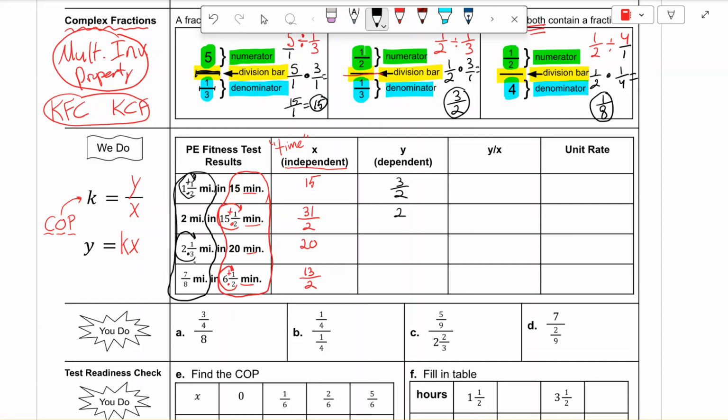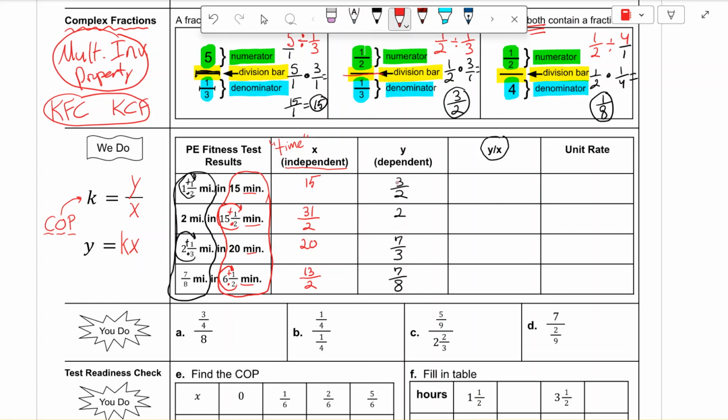3 times 2 is 6, plus the 1 on top is 7/3. And 7/8 is all ready to go. So now we have our X values and we have our Y values, and we want to find what the unit rates are. So how do you find your unit rates? Well, you always do Y divided by X. So let's go ahead and begin that.